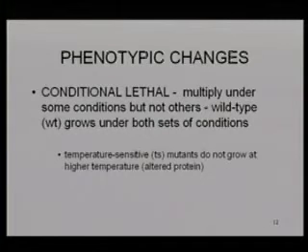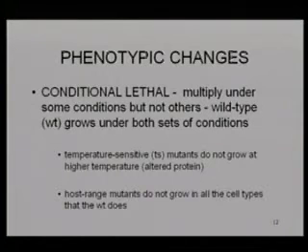So temperature sensitives are one example of these conditional lethal mutants, and these have been very useful in the development of vaccine. And host range mutants are also a conditional lethal mutant, but in this case they can't grow in all the same cell types that the wild type does. So you can grow these mutants under various conditions. You can grow temperature-sensitive mutants at the lower temperature, and you can grow host-range mutants in the right cell types, but they have a much more limited one.